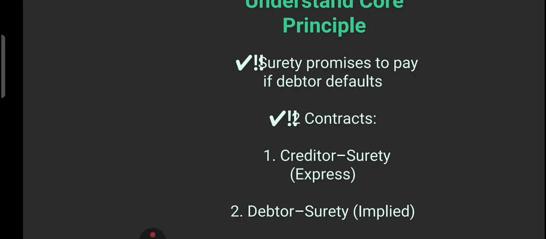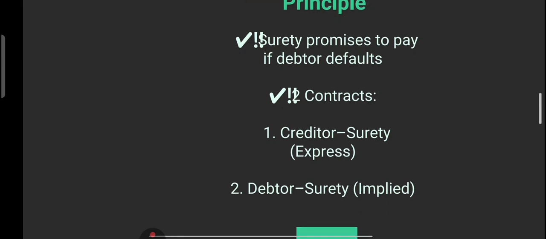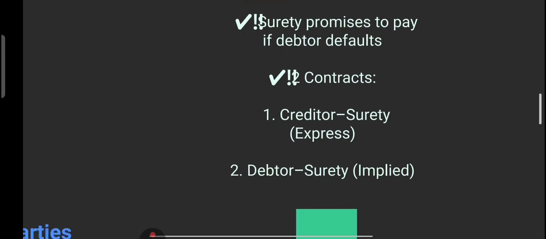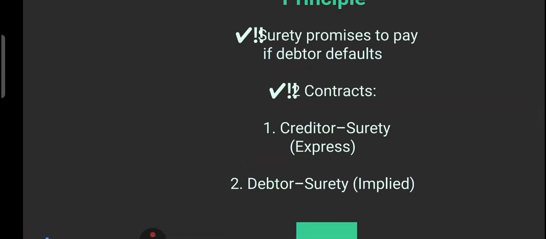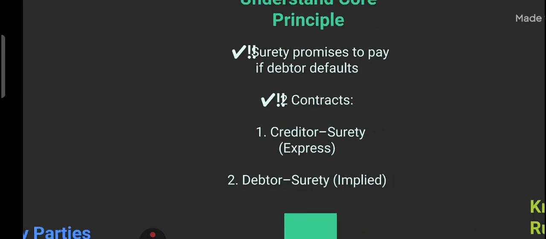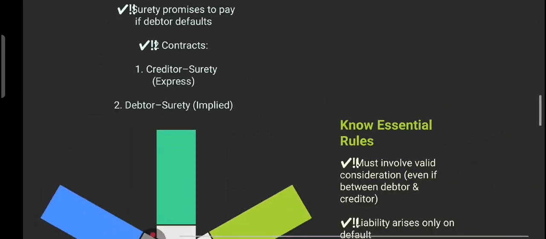So this contract is not just one agreement, rather it is actually two separate contracts: an express contract between the creditor and the surety, and an implied contract between the debtor and the surety. So remember, it is two separate contracts: an express contract between creditor and surety, and an implied contract between debtor and surety. So let's understand the key parties who are involved here.